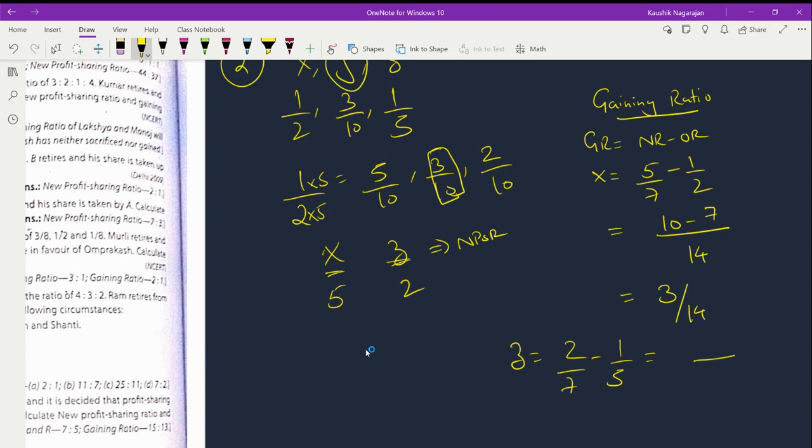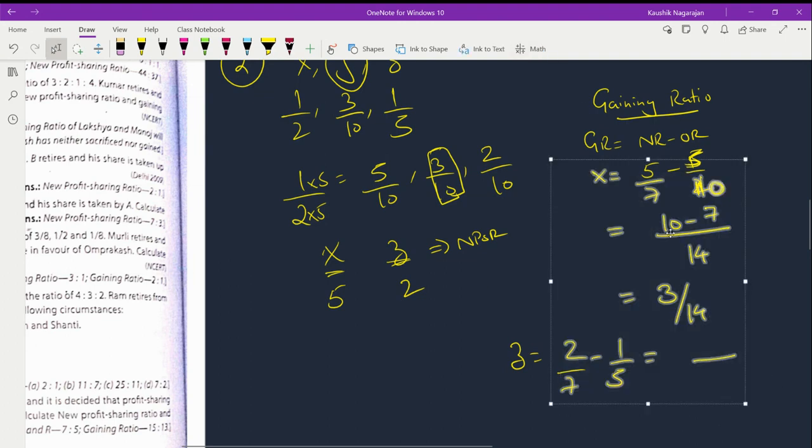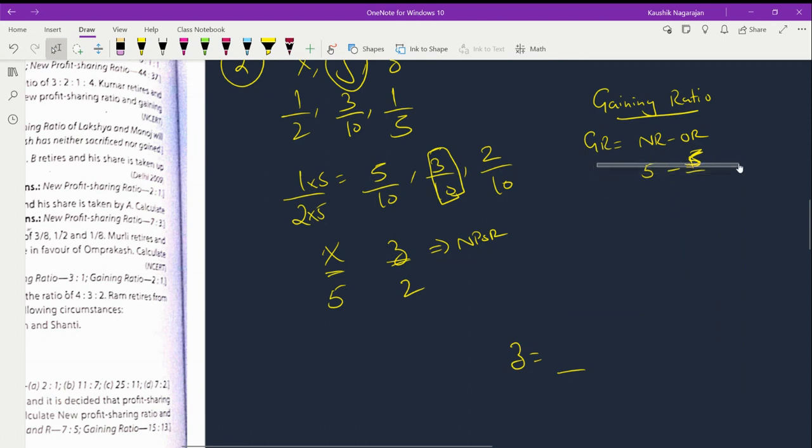Sorry, I made a mistake. It's not 1 by 2, it's 5 by 10. Okay, just a minute. Kindly ignore this. Sorry, there was a calculation mistake. I'll work it out right from the beginning.